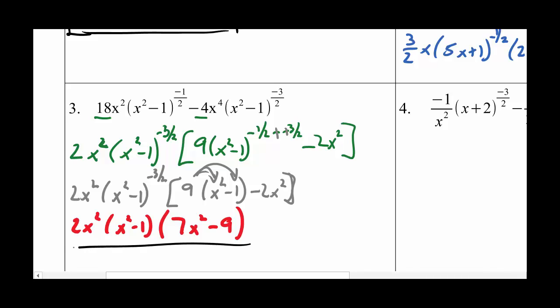I don't really see any difference of two squares or anything like that. Oh, forgot my little exponent there of negative 3/2. Sorry about that. Okay, so there's that one.